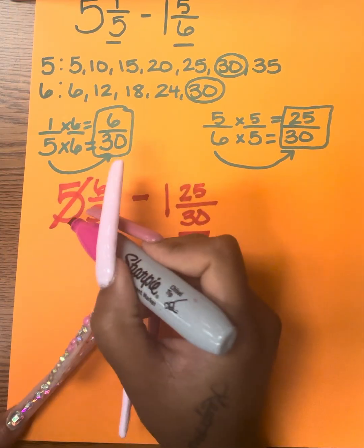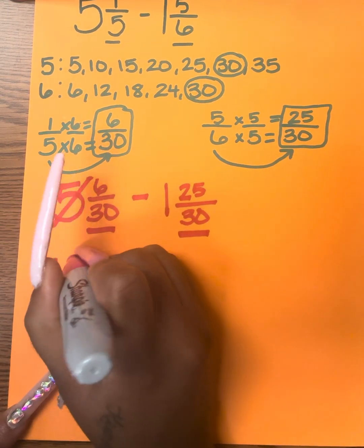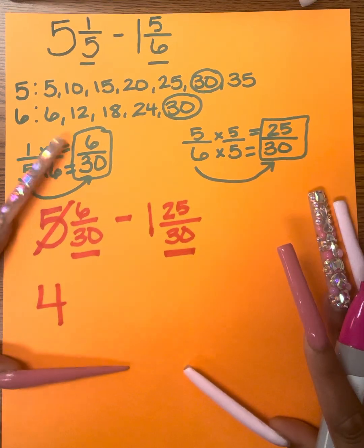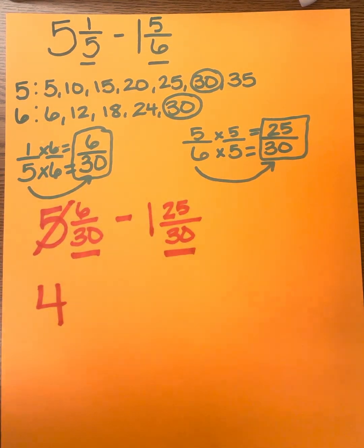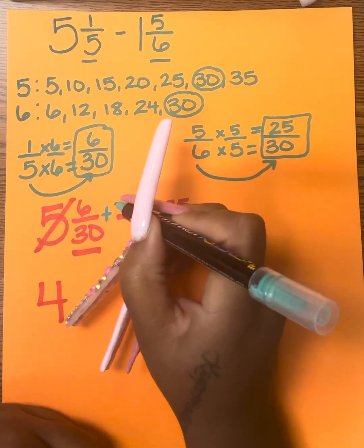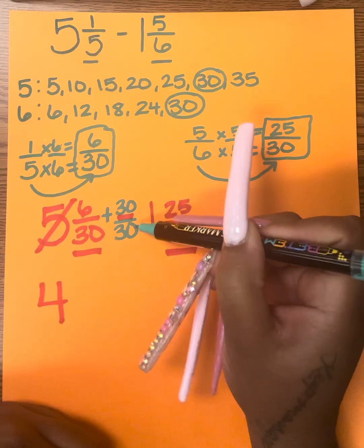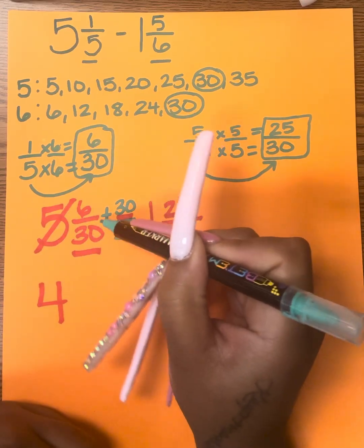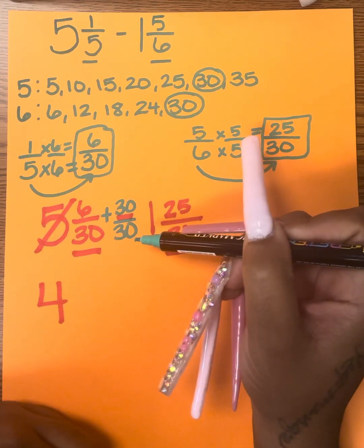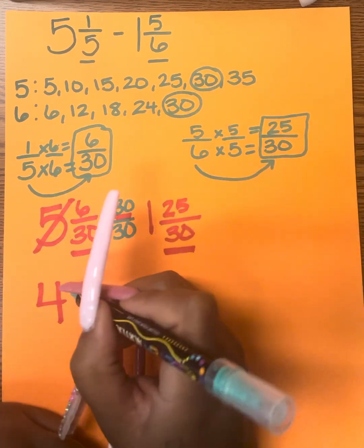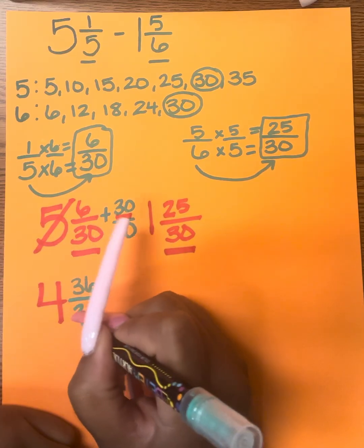That means I'm going to borrow from my larger place value. So my 5 is now going to become a 4. And what am I adding to that fraction? It is that fraction of 1, which is 30/30. How do I know it's 30/30? Because my denominator is my new whole. Same numerator, same denominator, that equals 1. 6 plus 30 gives me 36. I keep that denominator of 30.